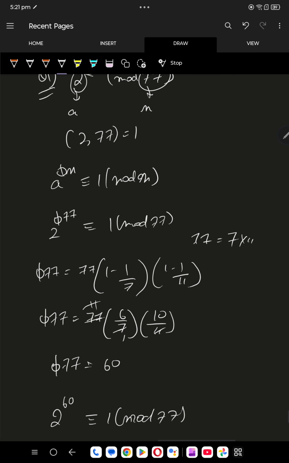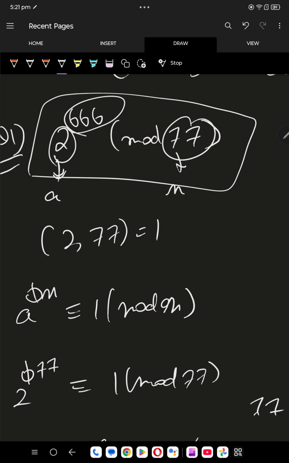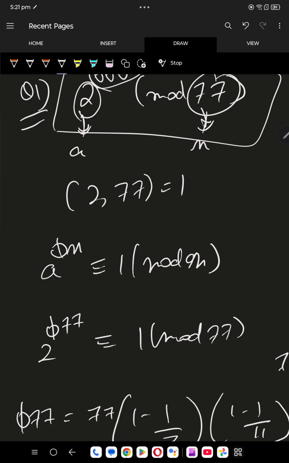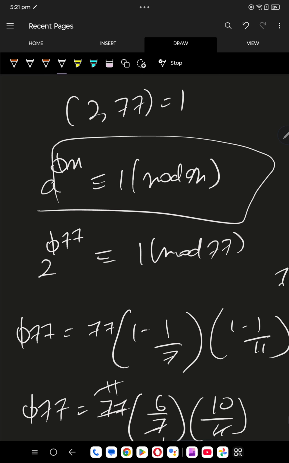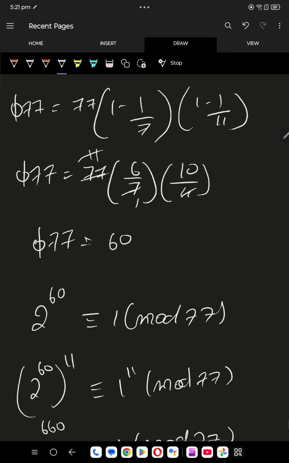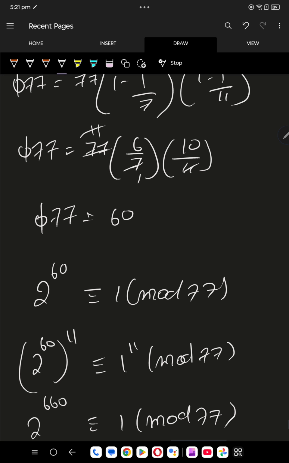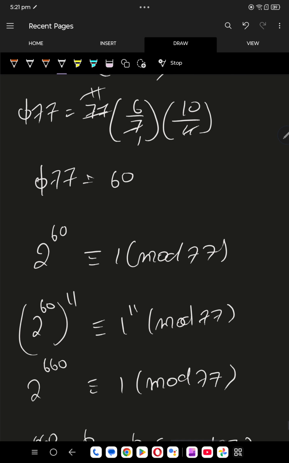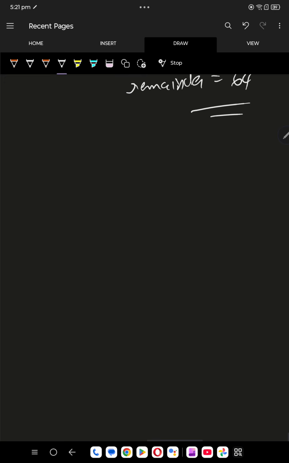Let me just quickly recap once. This is going to be your question, this is going to be your a, this is going to be your n. GCD of a comma n is 1, they are relatively prime. The formula is a power phi n is congruent to 1 mod n. Phi n is what? n into 1 minus 1 by p1 into 1 minus 1 by p2. Then we're going to substitute back into the formula and just evaluate. That's it. Let's go to the next question quickly.